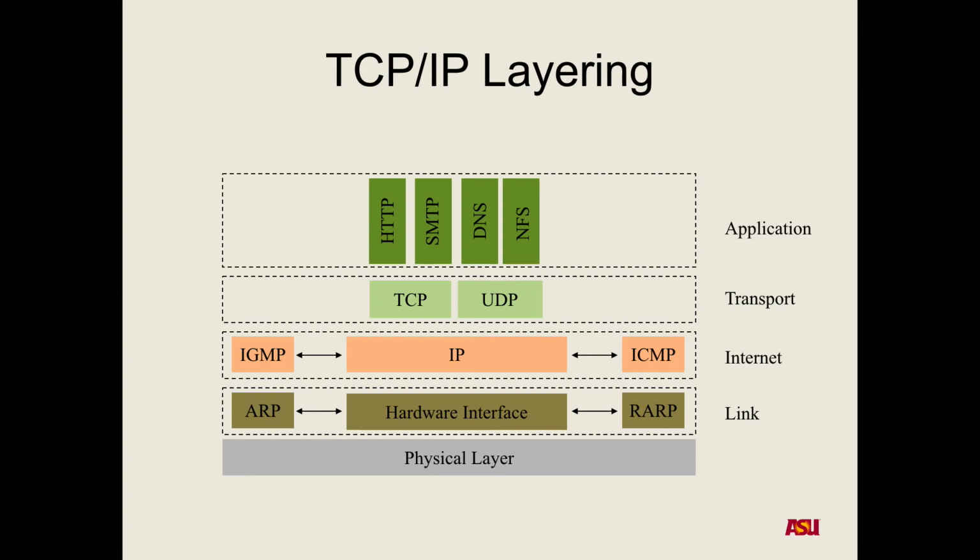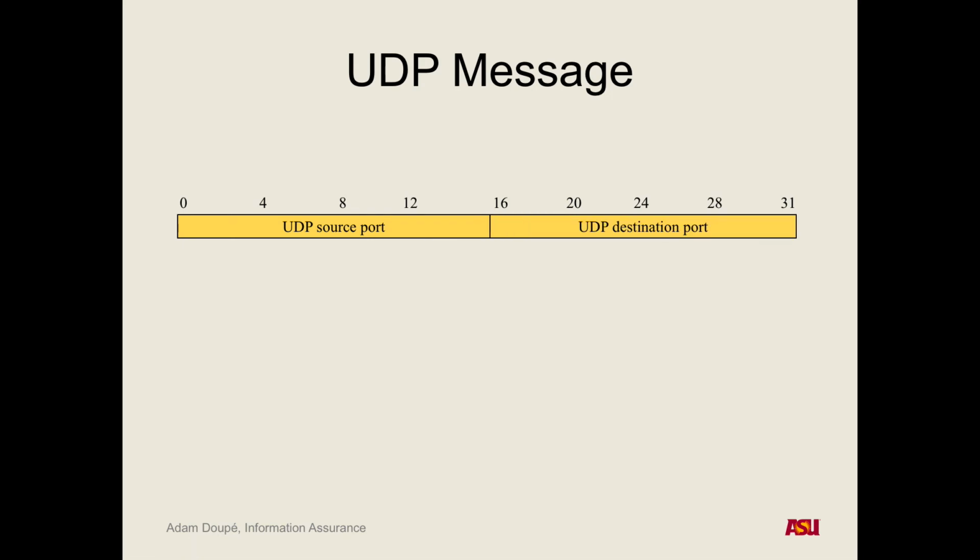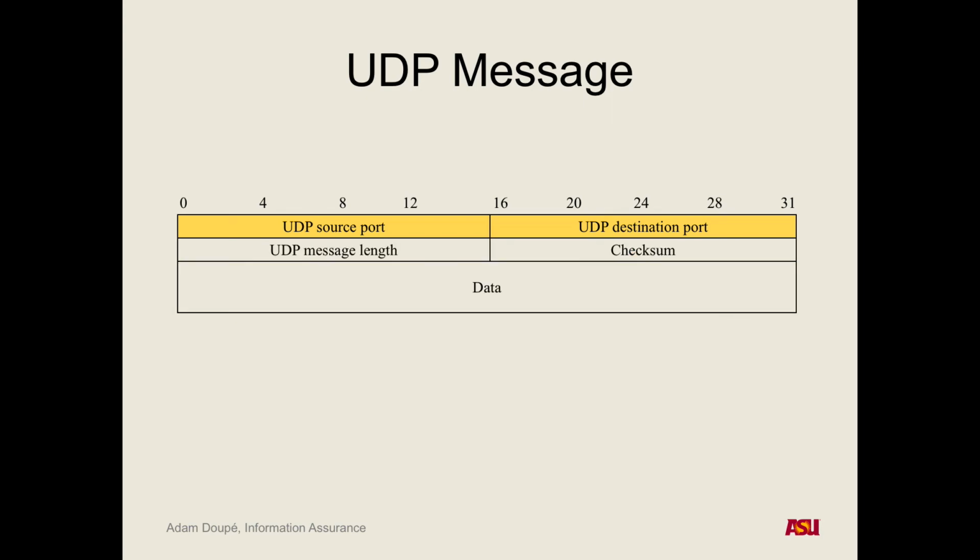So going back to refresh, now we are at the transport layer, now we're at UDP. We can see that we have 16 bits for a source port and 16 bits for a destination port, a message length, a checksum, and then the data. This is a very minimal header and additional information on top of the IP layer.